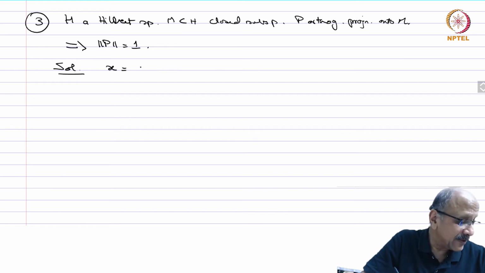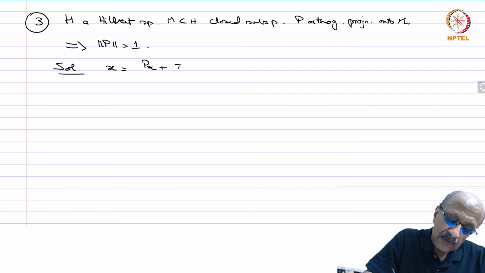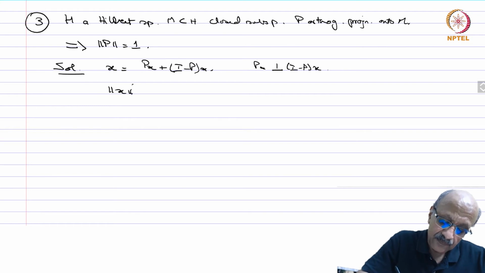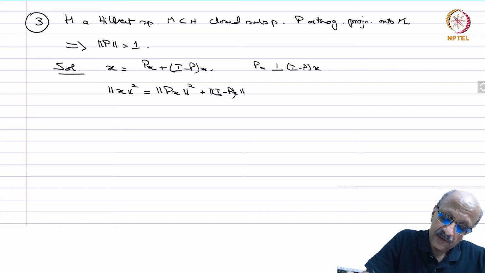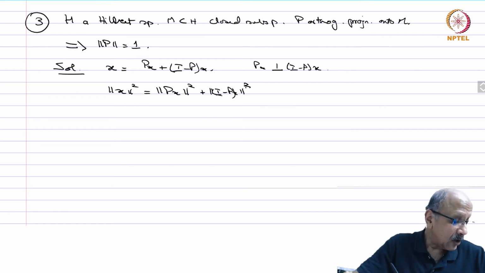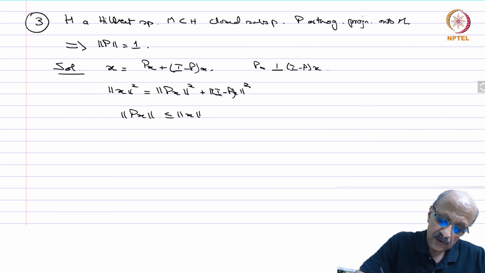So x can be written as Px plus (I minus P)x, and you have that Px is orthogonal to (I minus P)x because it's an orthogonal projection. Therefore norm x squared equals norm Px squared plus norm (I minus P)x squared. The cross term will not exist. This is, in other words, a version of the Pythagoras theorem. Okay, so you have that norm Px is less than or equal to norm x, and therefore norm P is less than or equal to 1.